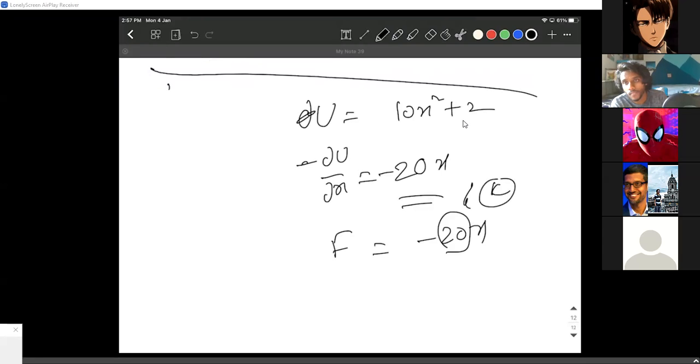Aditya, I have a doubt. Here there is no external force, right, sir? No, in this problem there is no external force. Yes, but Aditya was saying something.